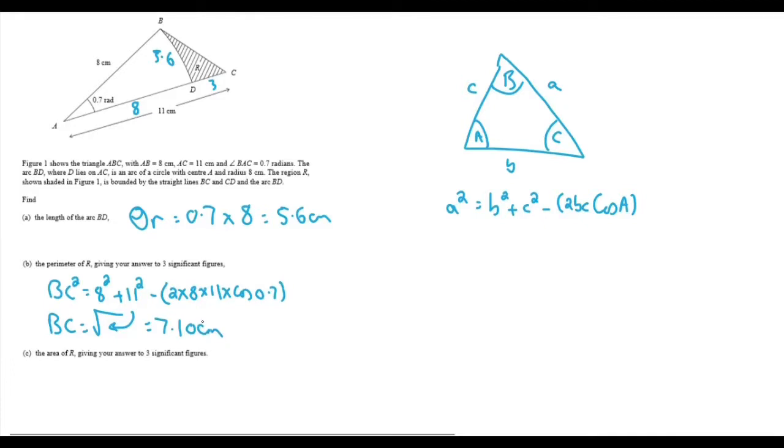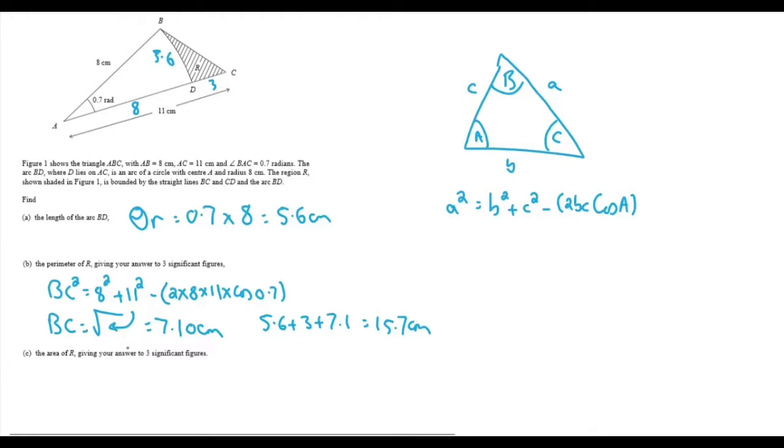centimeters. Adding up all of the sides then for the perimeter, you've got your 5.6, add your 3, add your 7, well, or essentially just 7.1. That is going to get you 15.7 centimeters as your perimeter. And lastly, the area of R, giving your answer to 3 significant figures once again.